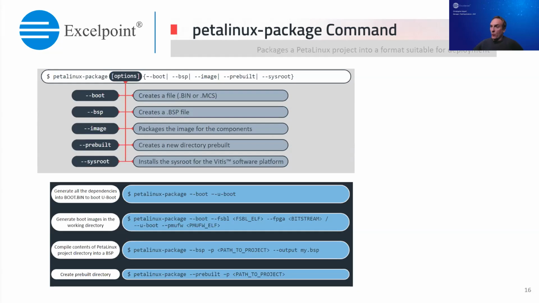reuse the BSP for a future project perhaps, just as you would have a BSP for an AMD evaluation board, you can generate your own BSP as well. The image package type packages the image for the components with the specified format. The prebuilt package type creates a new directory within the Linux project called pre-built, and it contains pre-built content that's useful for booting directly on physical boards. This option is typically used as a precursor for creating a BSP package type. And then finally, the --sysroot option installs the sysroot for the Vitis software platform. It can specify the installer path, and it can also install the directory path.